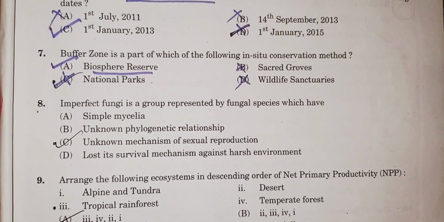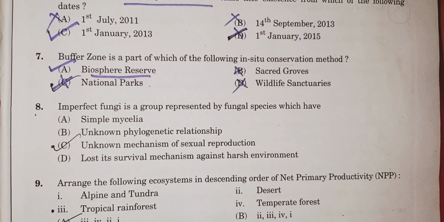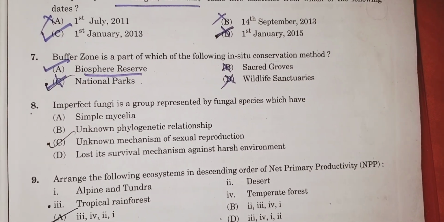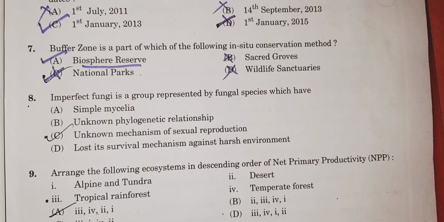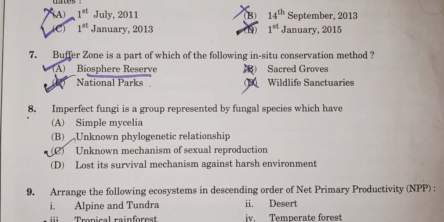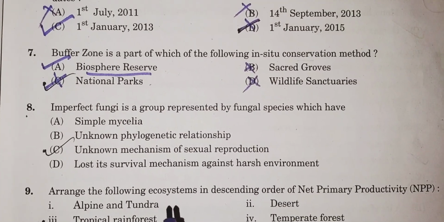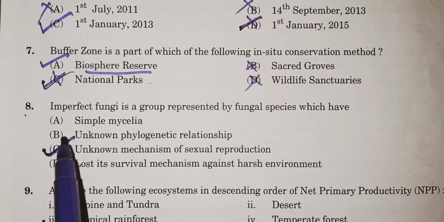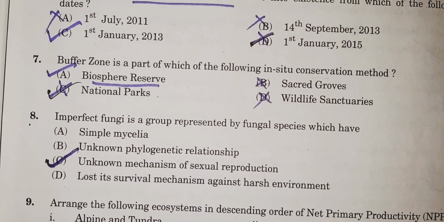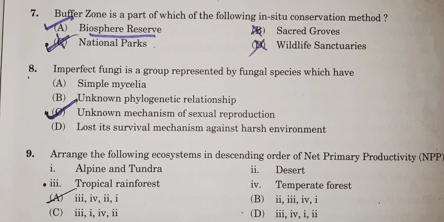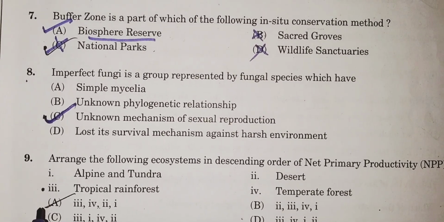I hope you have heard of Deuteromycetes before. Now this Deuteromycetes is known as fungi imperfecti. And here only the vegetative and sexual phases are known. Therefore, this becomes your correct answer. Option C. Okay. Yes.